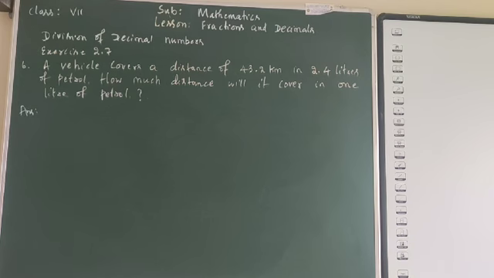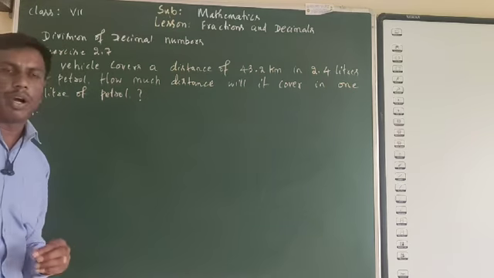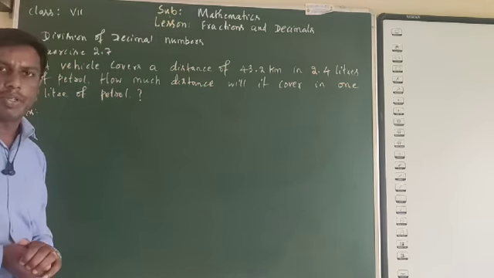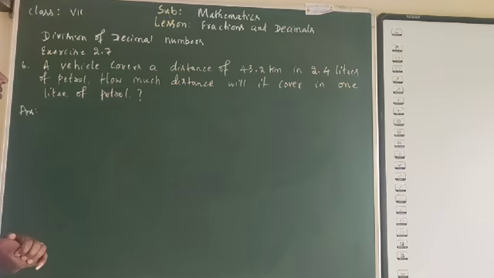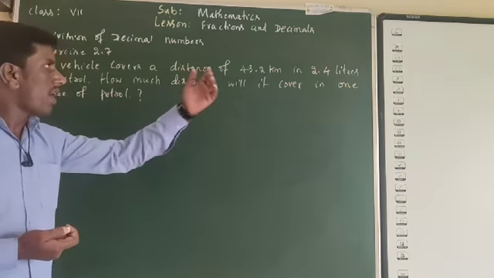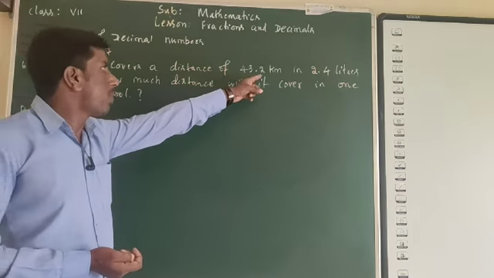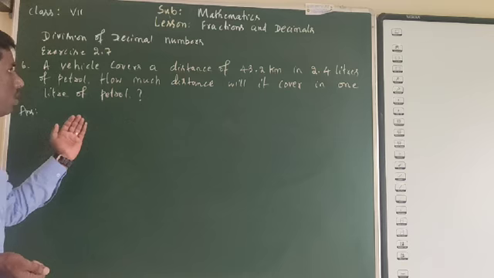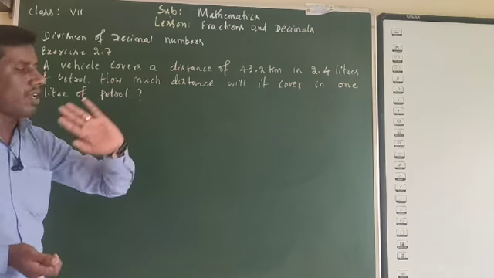Next question will be the sixth question. It is a word problem. A vehicle covers a distance of 43.2 km in 2.4 liters of petrol. How much distance will it cover in 1 liter of petrol? In 2.4 liters, it will cover 43.2 kilometers. In 1 liter, how much distance will it cover?